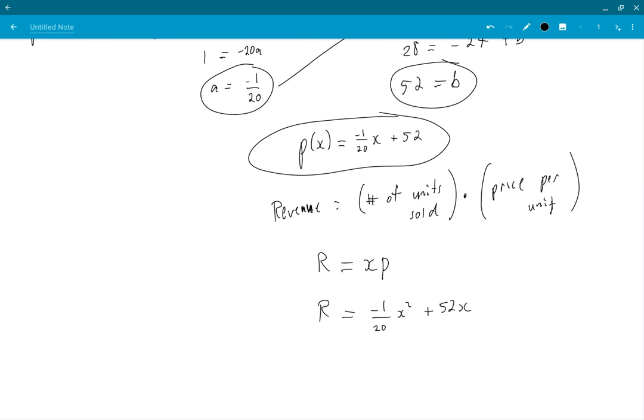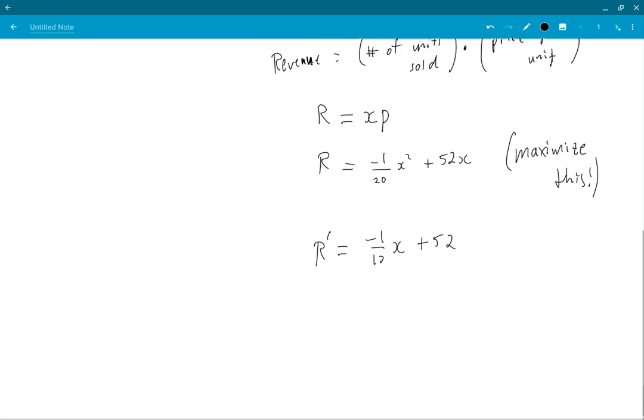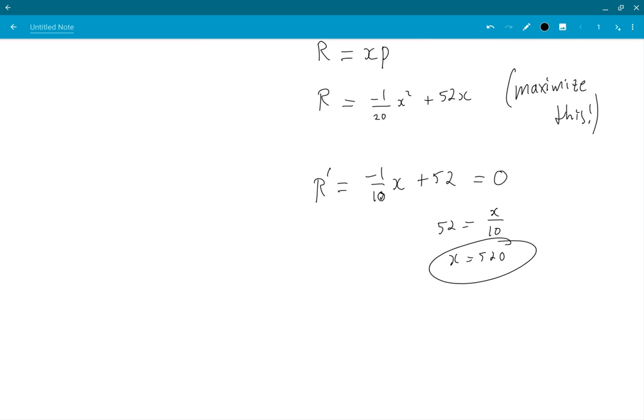I want to maximize this revenue. So how do you maximize? Well, you take a derivative and set it equal to 0 to find the critical numbers. 52 is X over 10, so X is 520.